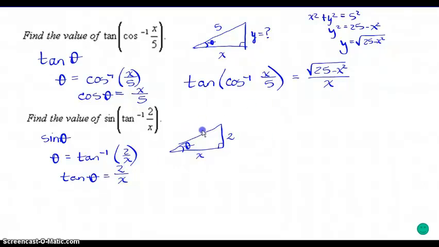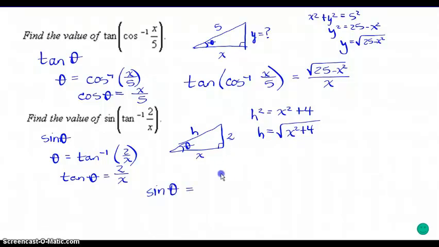We could call this y, or we could call it h, whatever you want to call it. It has to be true that the hypotenuse squared equals x squared plus 2 squared, which is 4. So the hypotenuse is the square root of the sum of the squares of those sides. So for theta, the sine of our angle measure theta is opposite over hypotenuse. So there we are. You could answer questions like that as well.